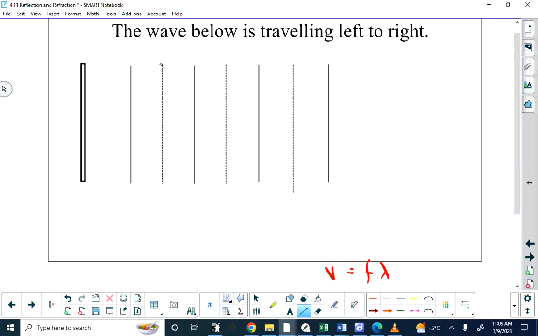I want to clean this up a little bit. It's my type A personality poking through here. I just want to make sure that things are nice and tidy. So what we're talking about here are wave fronts. These are wave fronts.